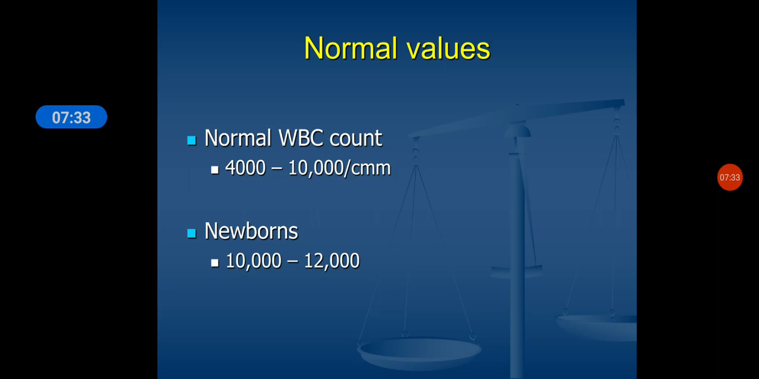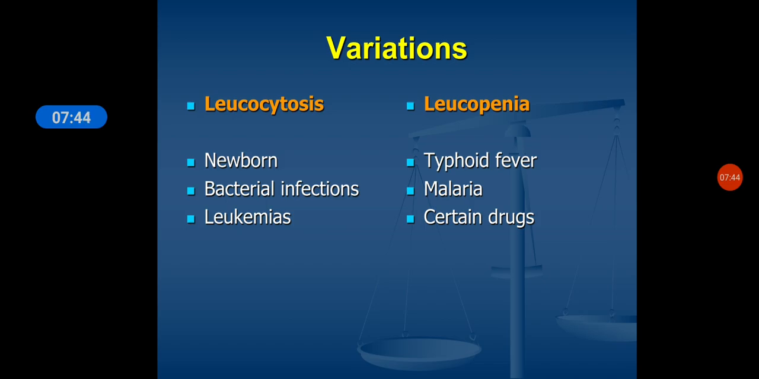Now what are the normal values of WBC count? It is between 4,000 to 10,000 per cubic millimeter. In newborns it is definitely more, ranging from 10 to 12,000. Now this is very important for you. How will you label it? The normal WBC count is between 4,000 to 11,000. Anything less than 4,000 you can label as leukopenia, and anything above 11,000 you can label as leukocytosis.